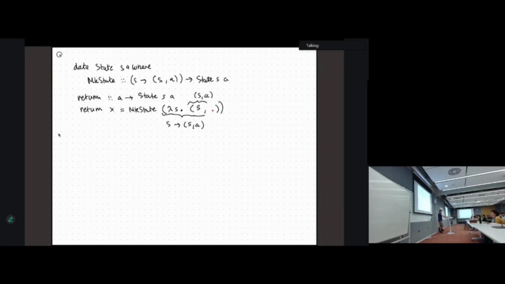I don't have many A's in hand except for the X here of type A. So let's just muse on what this has just said. It has said if you give me a state S, I'm going to output back that same state and the pure value X, and that's it. So the state has not been modified.